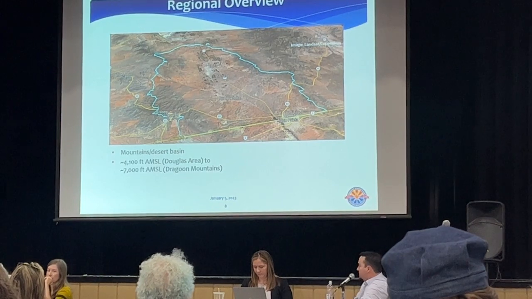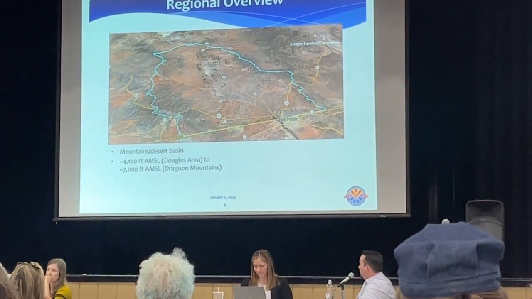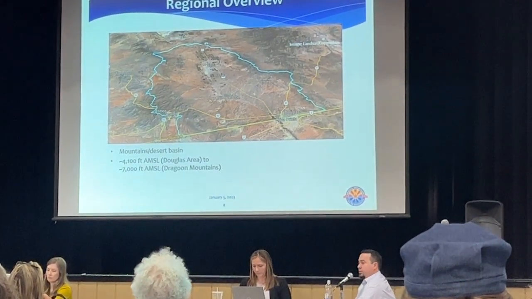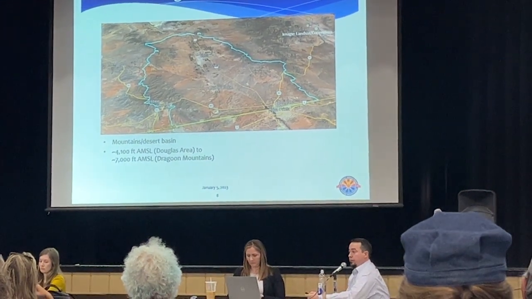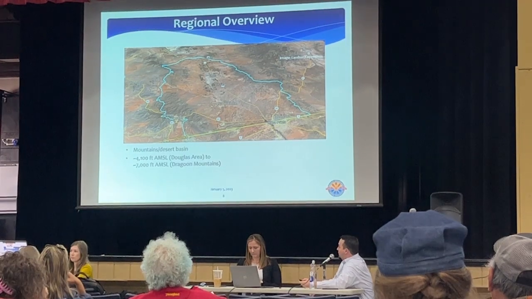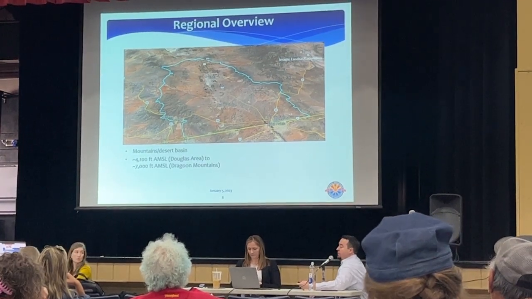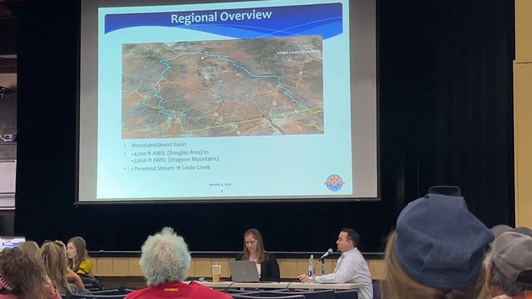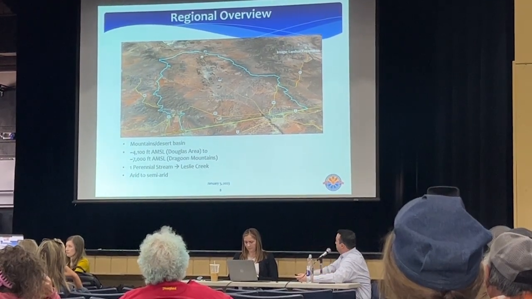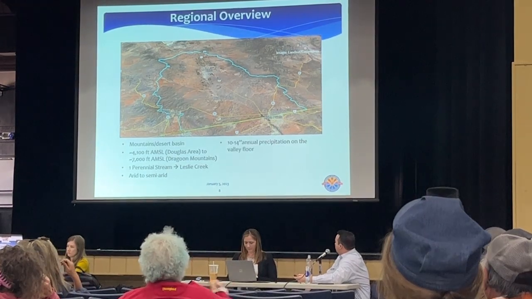Generally, the area is a high desert, so at elevation, mountain bounded. So this is an extensional block faulted alluvial basin. There are mountain ranges that go up to 7,000 feet above land surface. There's one perennial stream, which is Leslie Creek within this footprint. The climate is arid to semi-arid.